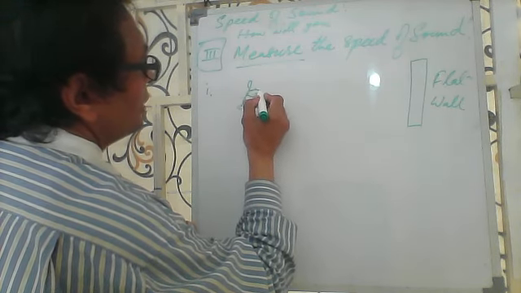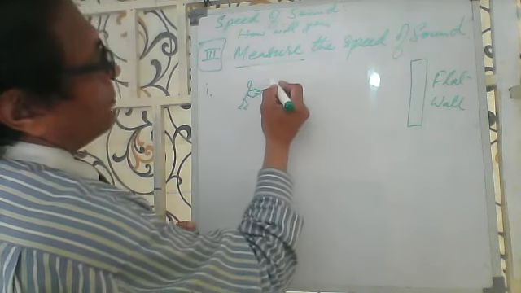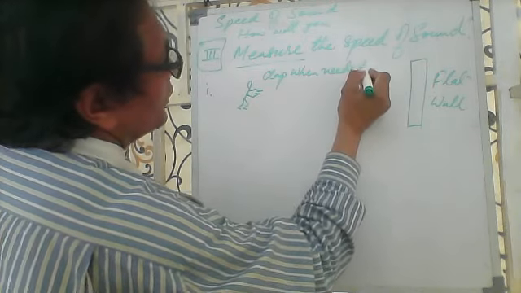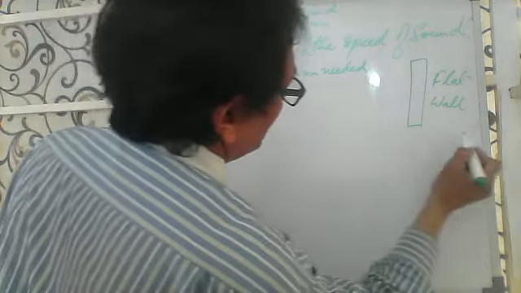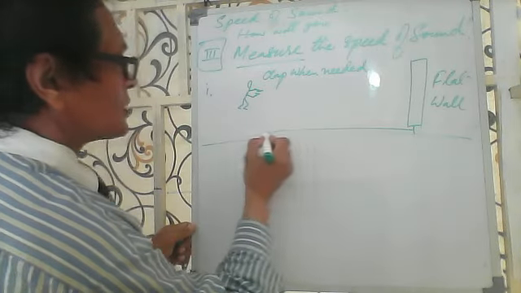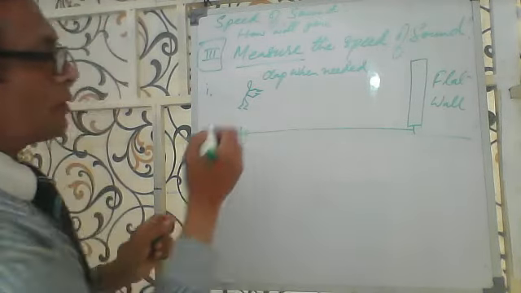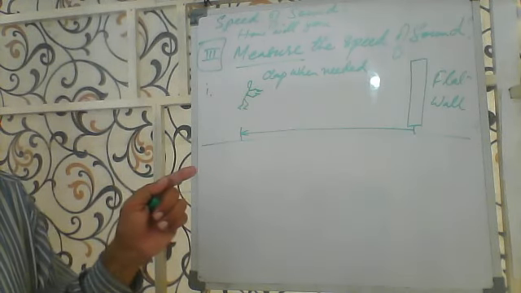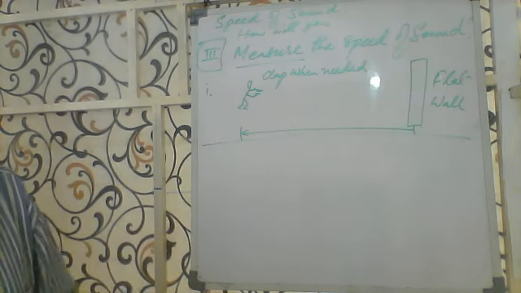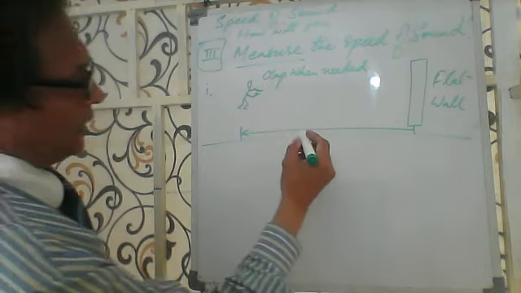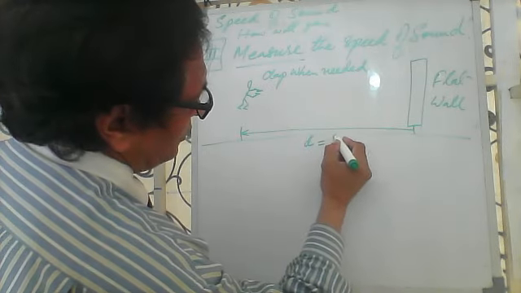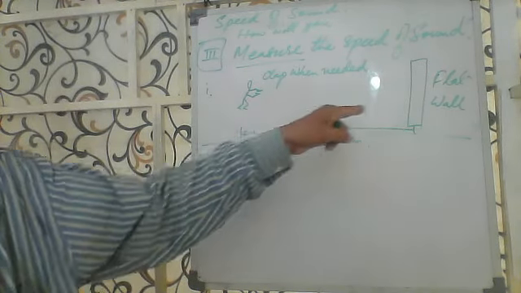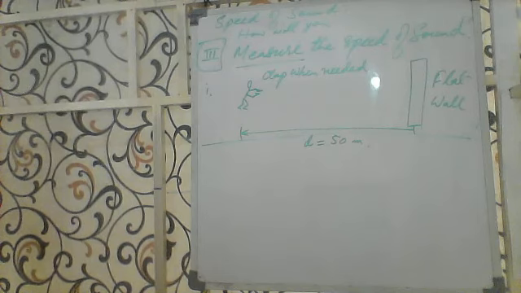and we will clap when needed. We will clap here, and the distance of the wall from us is measured. Again the word is measured. I'm using measured using a tape, measuring tape, and it comes d is equal to 50 meter. Suppose that we are 50 meter away from the flat wall.